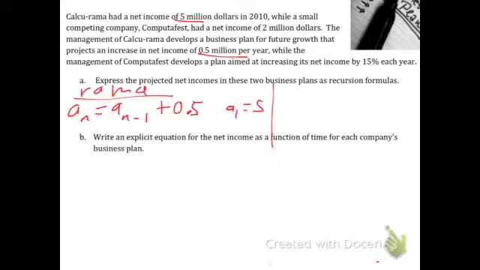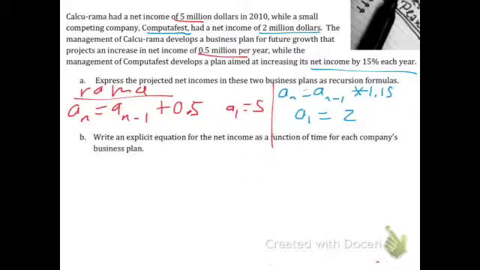The Computafest one starts with 2 million, and it has an income growth of 15% every year. And so when I write my recursive here, that 15% becomes a multiplier. If you're adding a percent every year, your multiplier is going to be 1 point whatever percent it is, so 1.15, and that's going to be the pattern equation, and then your initial value here is going to be 2. Okay, so there's part A.